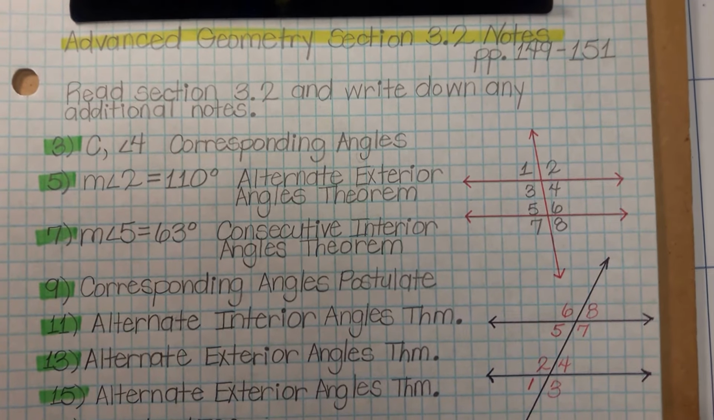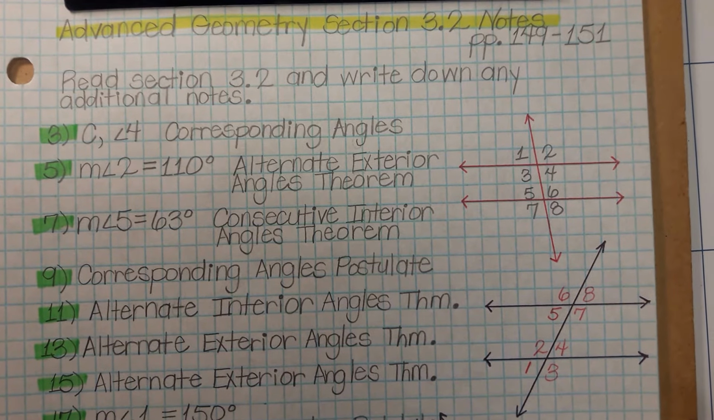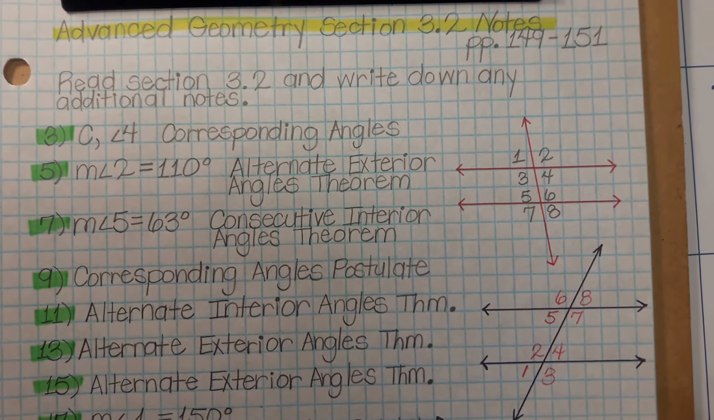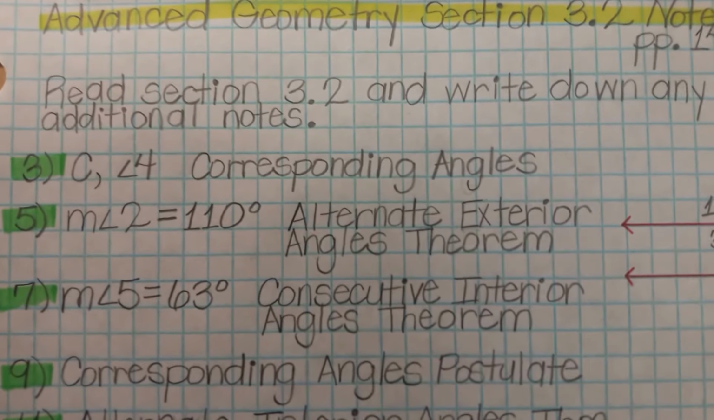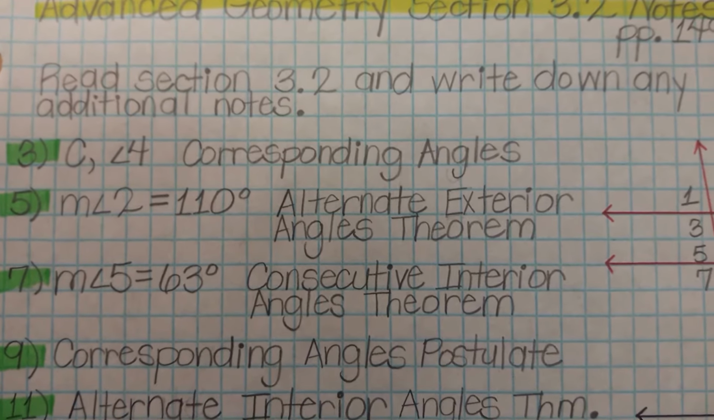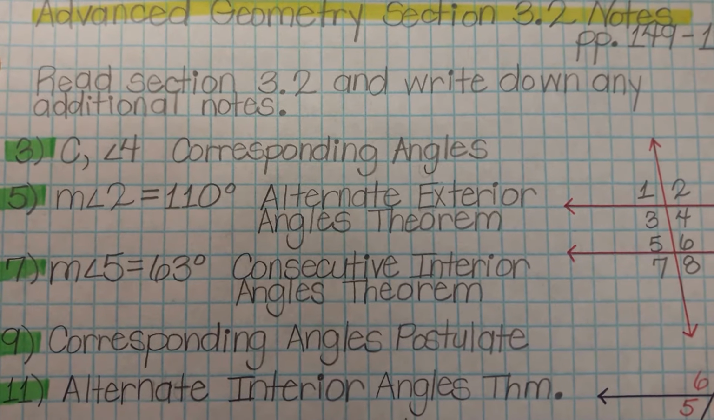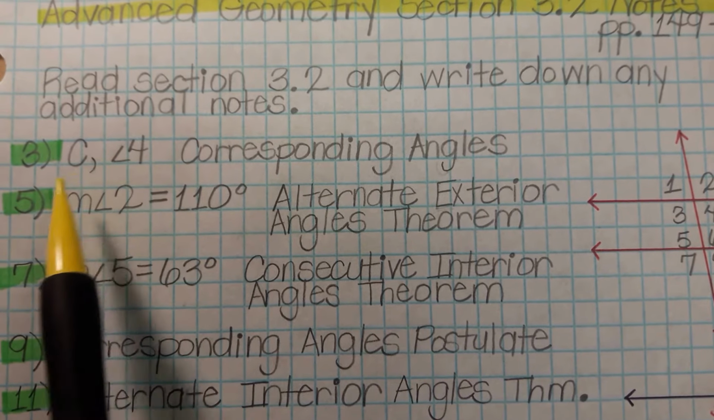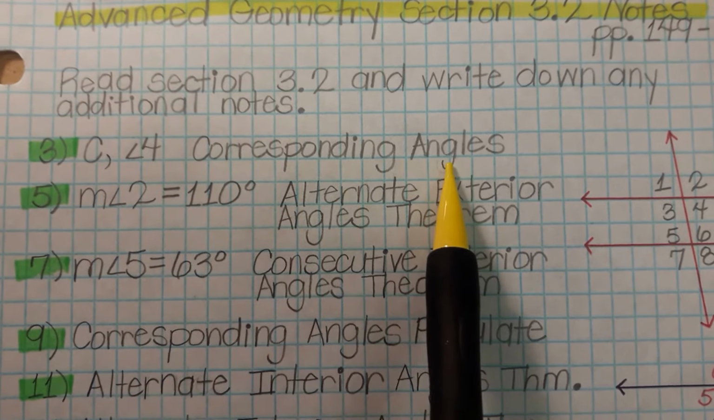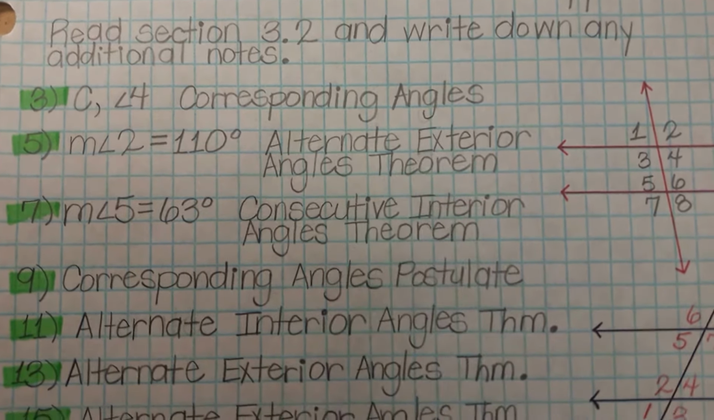Look at number 3. Number 3 says, in the figure at the right, which angle has the same measure as angle 1? So most of the classes we have started off with number 3. And we know that the answer for number 3 is C, angle 4. And the reason it's C is because angle 1 and angle 4 are corresponding angles.